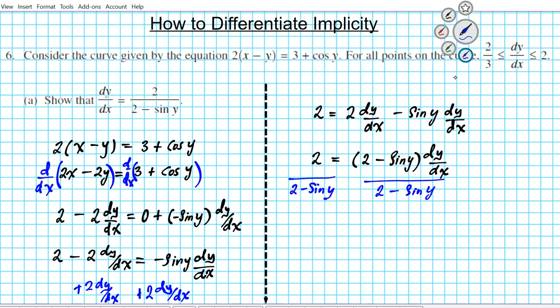And then we've achieved the solved state. Let's flip the equation around. We'll have dy/dx is equal to 2 over 2 minus sine y. Ladies and gentlemen, that's the answer to question number 6A.